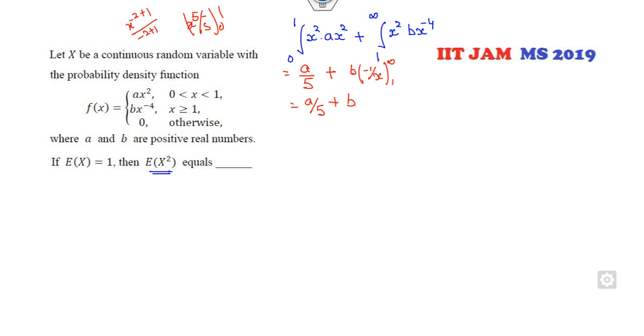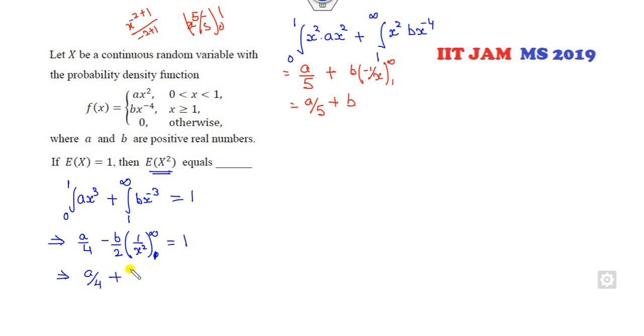Now your target is to find the a and b. What is the expected value of x? It is a into x plus b into x raised to power minus 3. This is given as 1. So what is that? It's a over 4, this is my minus 2, b over minus 2, x squared from 1 to infinity. So what is that? It's a over 4 plus b over 2, which is my 1.